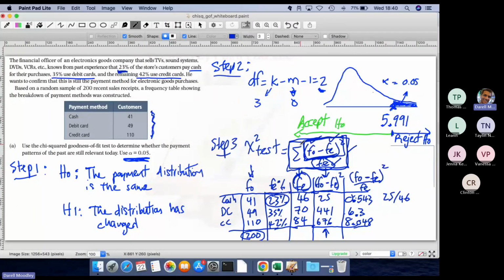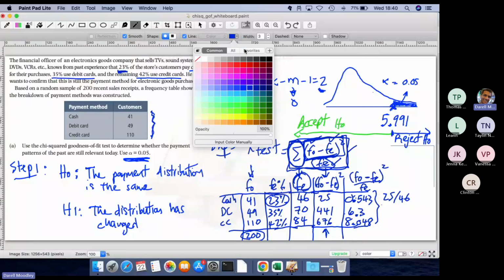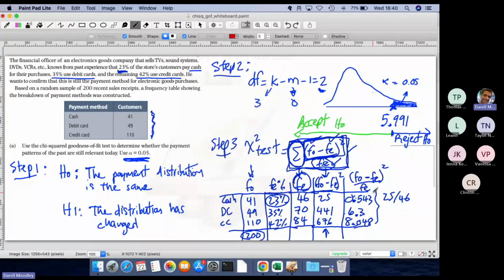The last thing you've got to do is remember the sign here is that you're summing it all up. That's what the sign means, summation. So it means you add up all the values in this last column. If you do that, that will give you your chi-square stat. So I'm going to write that in a different color. If you add up all the values in the last column, 0.543 plus 6.3 plus 8.048, you get a value of 14.891. So that is your chi-square test value.